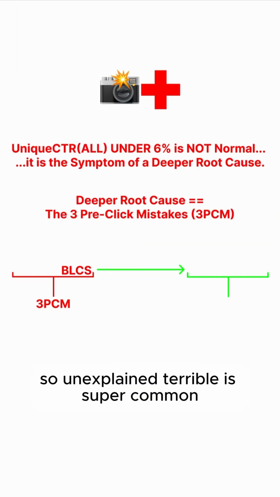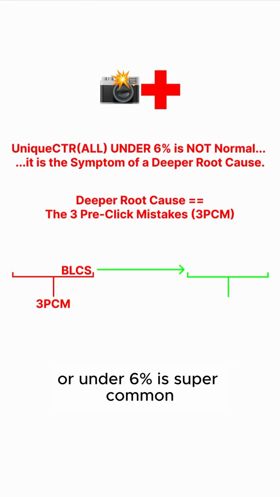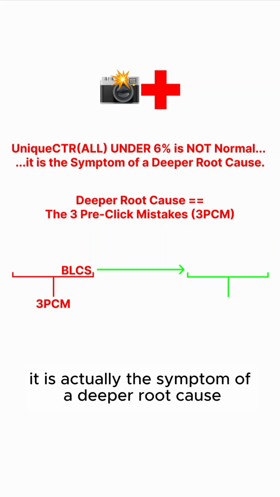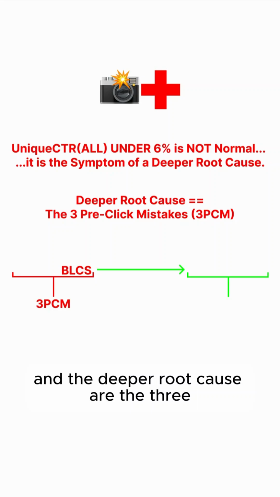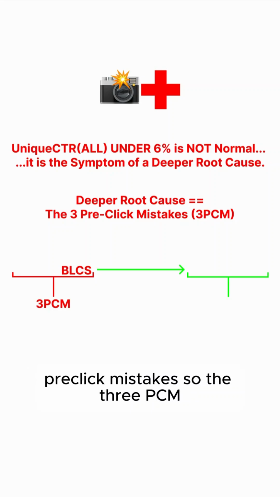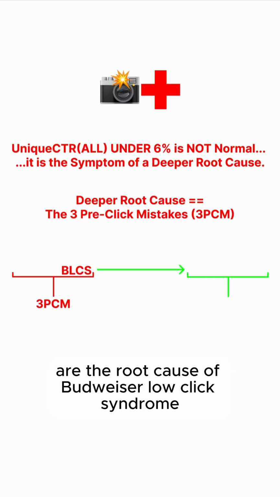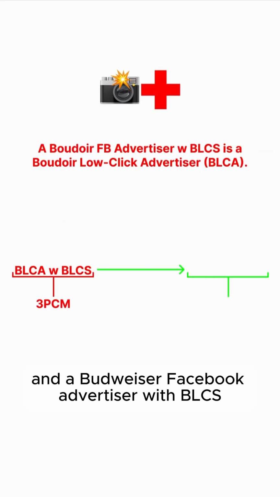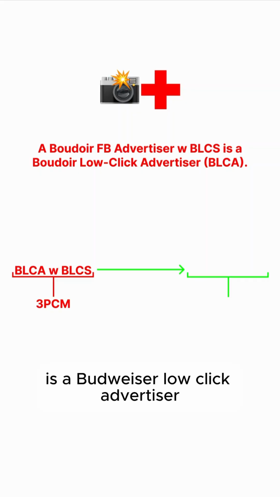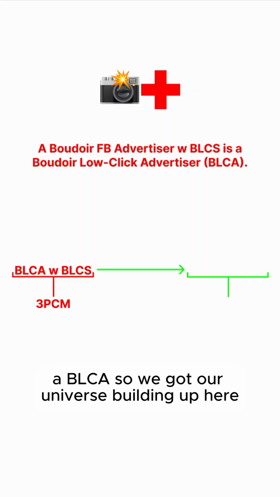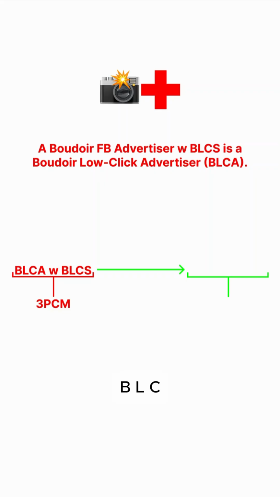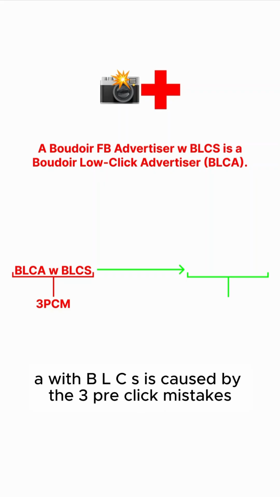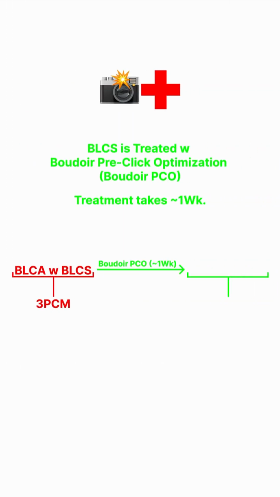So unique CTR under 6% is super common, but it is not normal. It is actually the symptom of a deeper root cause. And that deeper root cause is the 3 pre-click mistakes. So the 3 PCM, 3 pre-click mistakes, are the root cause of Boudoir low click syndrome. And a Boudoir Facebook advertiser with BLCS is a Boudoir low click advertiser, a BLCA. So we got our universe building up here. BLCA with BLCS is caused by the 3 pre-click mistakes.